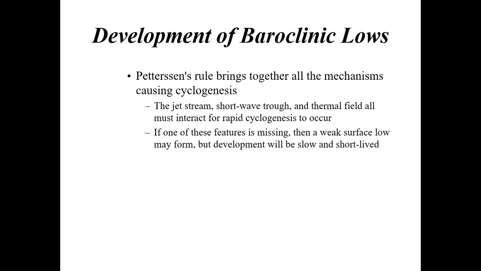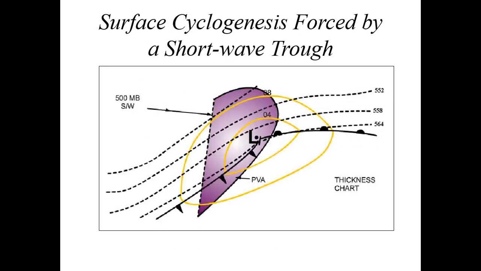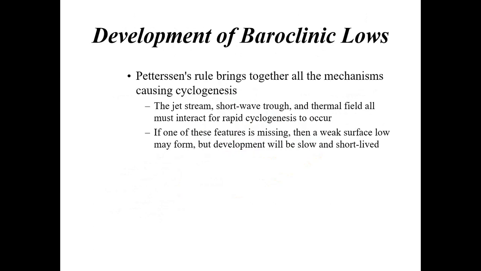Now, Pedersen's rule brings together all the mechanisms causing cyclogenesis. We have the jet stream support, and that would be in the form of what's known as a jet max or a jet streak, where we have favorable upper level divergent quadrants of the jet stream aloft over our location. We have a major shortwave trough moving in at 500 millibars or 18,000 feet with this area of positive vorticity advection, that PVA, moving in over the low pressure system. And then we have the thermal field, where we have a strong temperature gradient or thermal gradient. And they all must interact for rapid cyclogenesis or rapid storm development to occur.